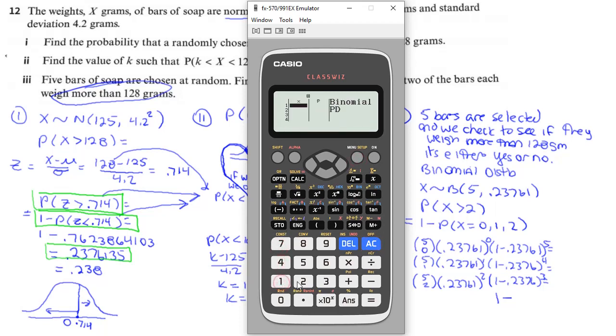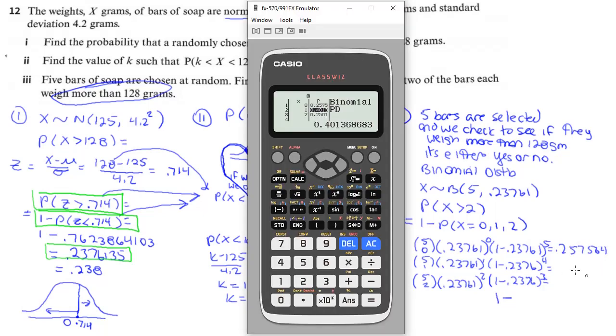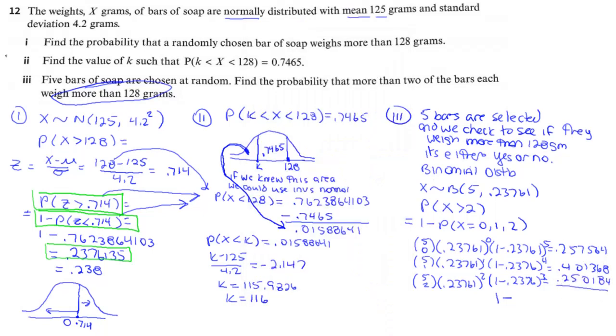Binomial, okay, and you're going to do a list, and I'm going to do 0, 1, and 2. Our trials is 5. Our probability of success is 0.23761. And now I'm going to copy these down one at a time, and then add them up. After I add them up, I'm going to subtract them from 1, and I'm going to get my answer.